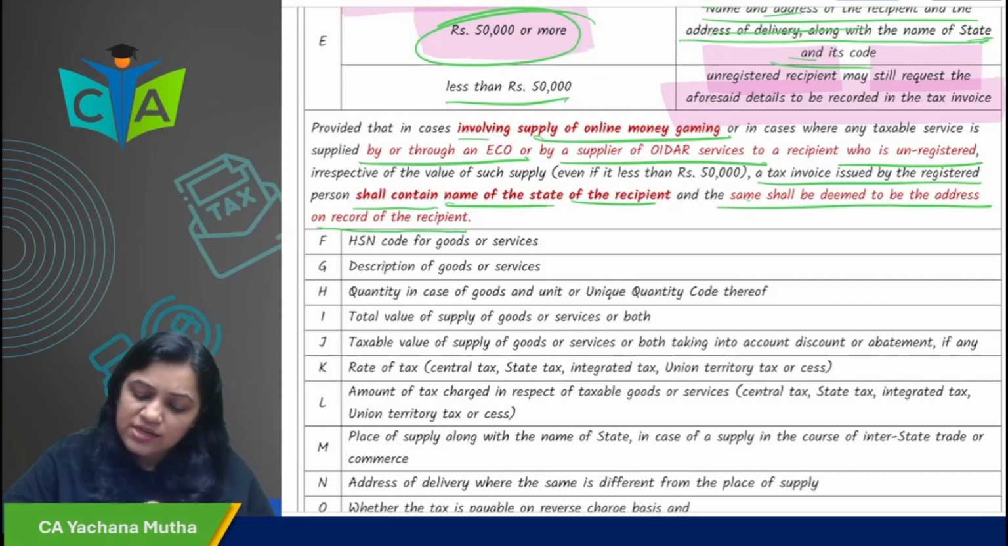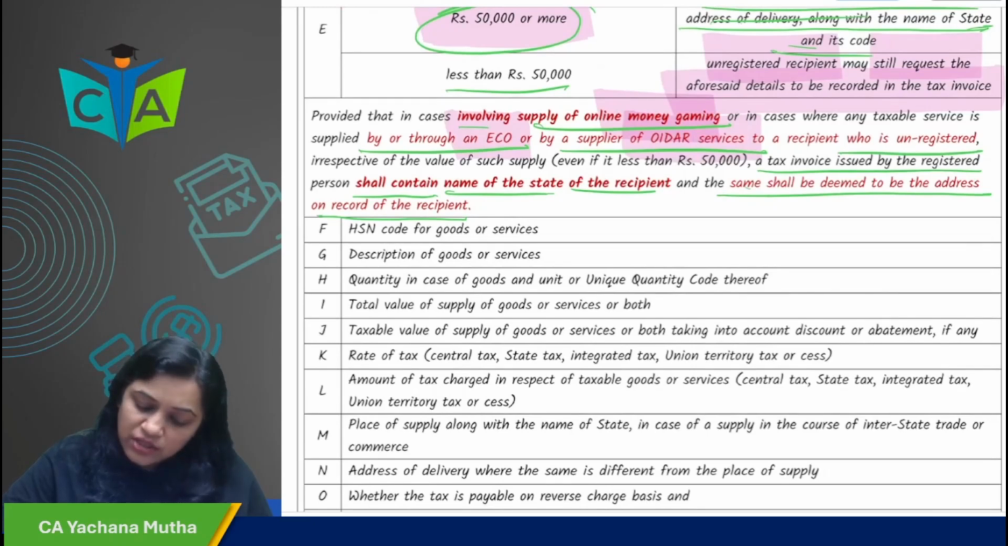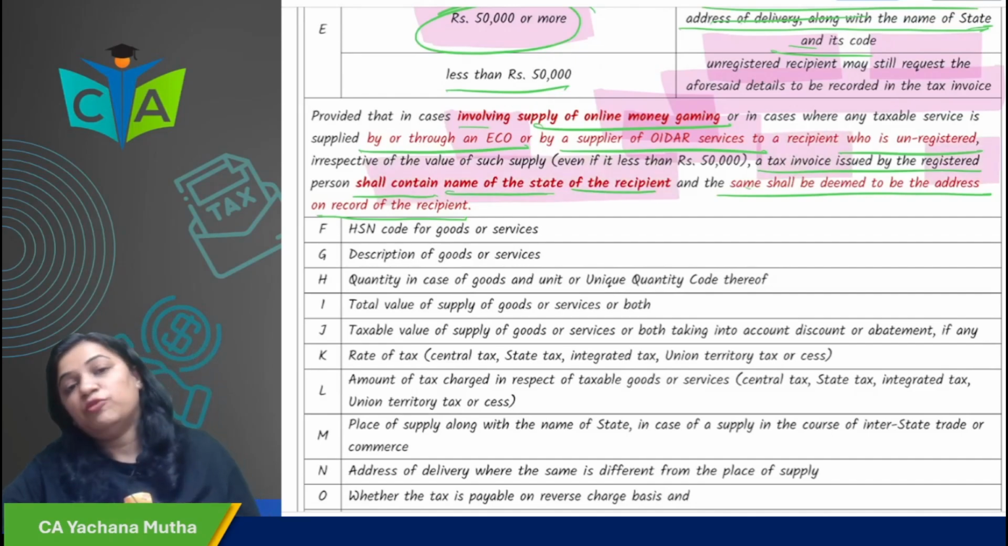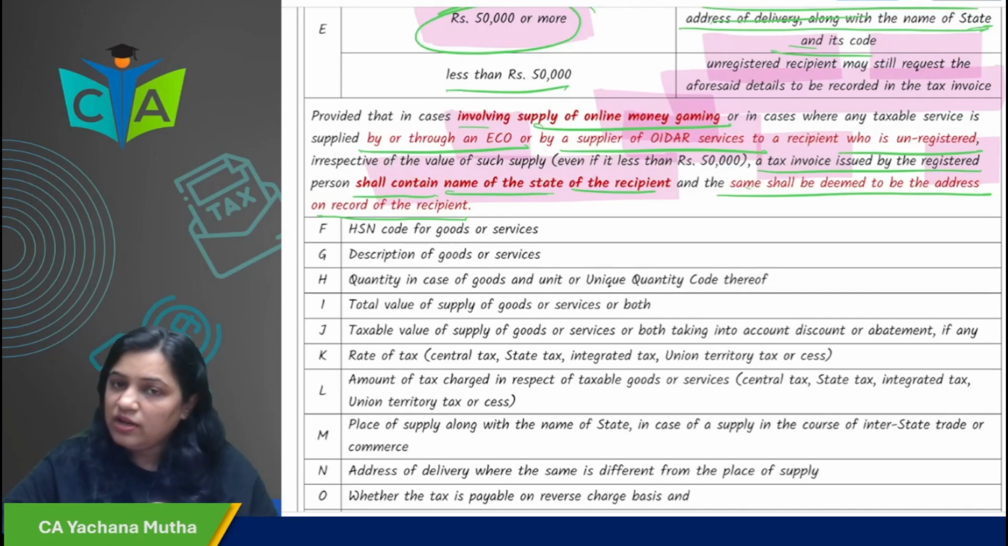So in these three cases, first is online money gaming, second if supplied through ECO, third supplier of OIDAR services, irrespective of value, even if the value is 2,500, say, the tax invoice issued shall contain the name of the state. The name of the state of the recipient is important, and that will be deemed to be the address.